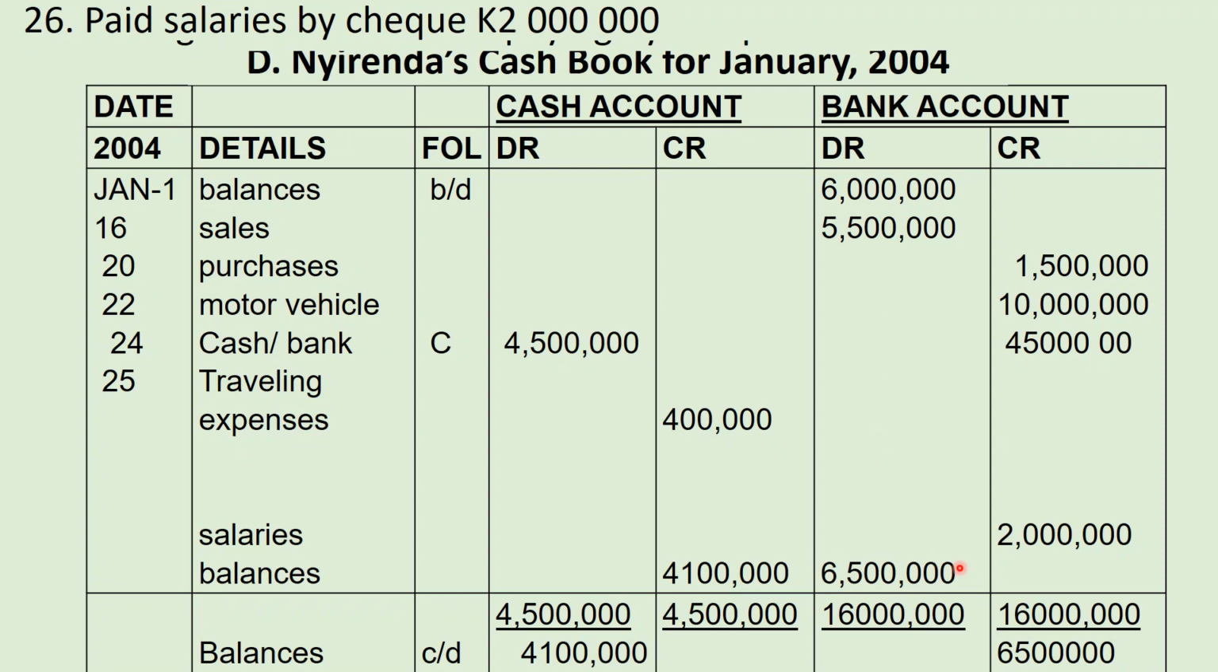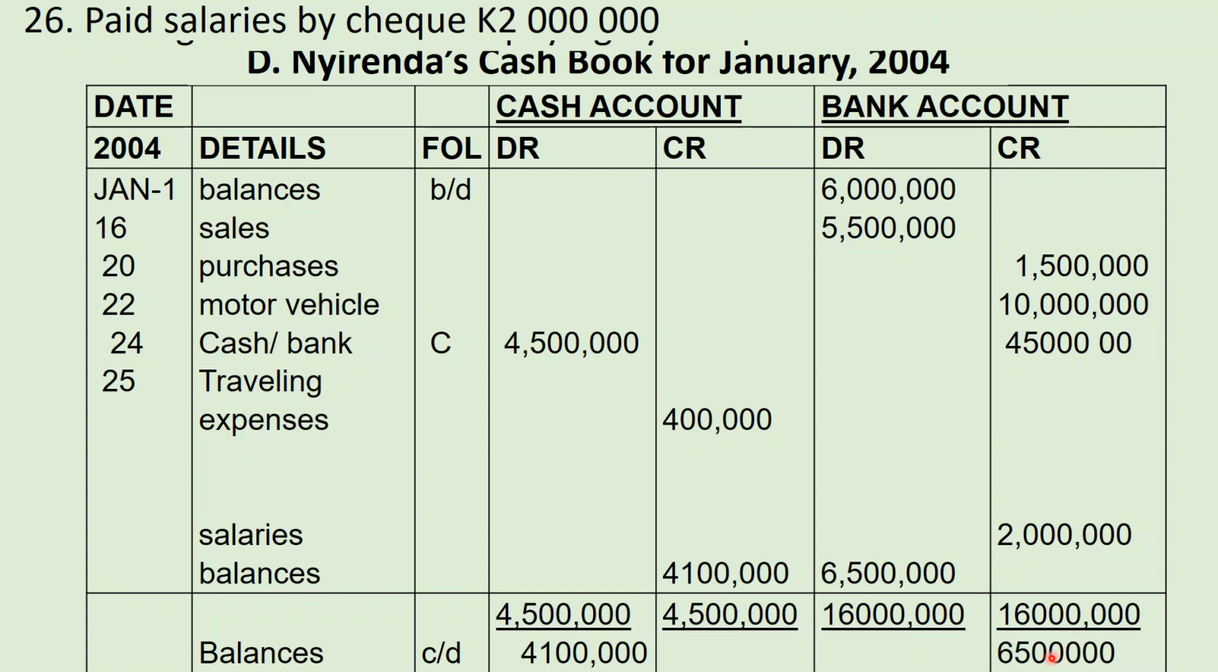What you do is you do 18 million minus 11,500,000. When you do that, you're going to get 6,500,000. So this is the 6,500,000 you put here. This is the same number you're going to write down here as the balance for next year.